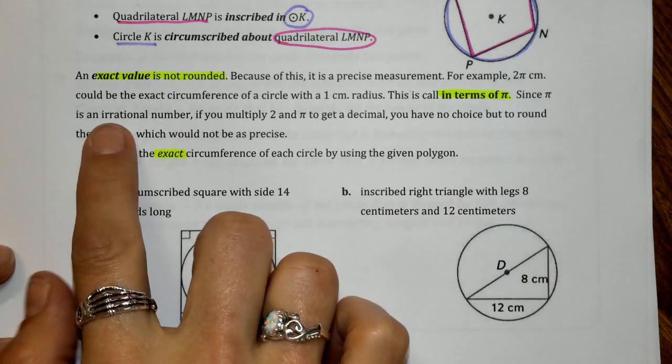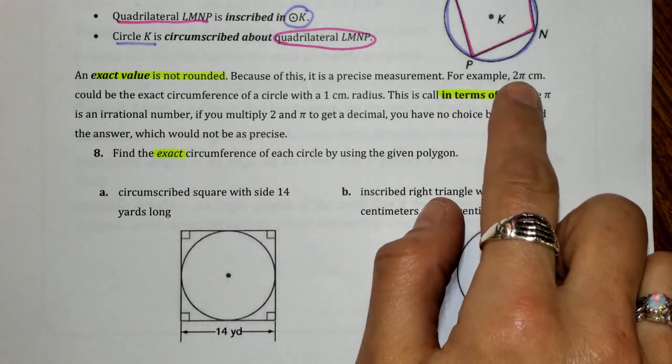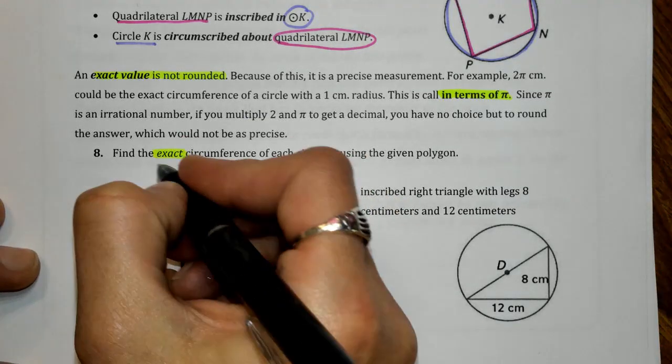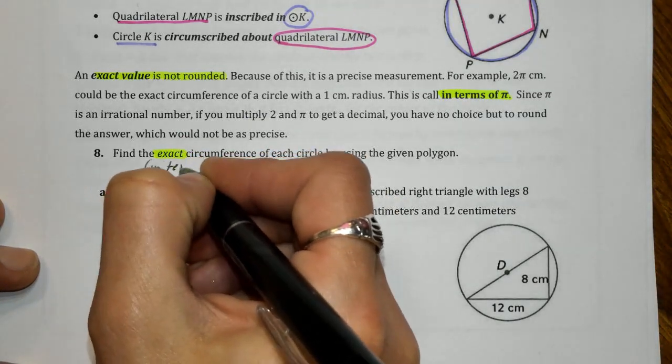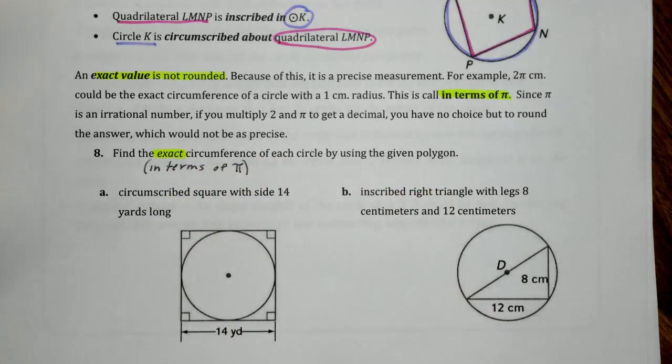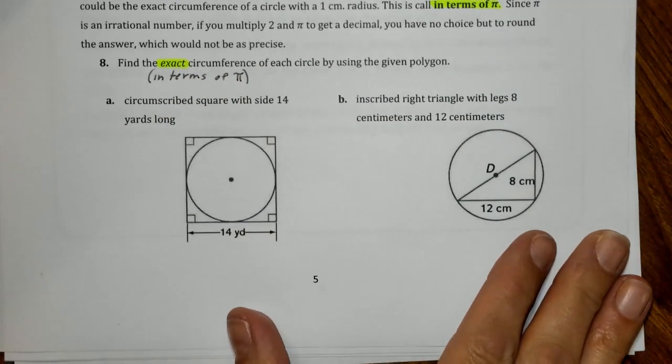And the last part here says that if you multiply 2 times pi, you're going to get that decimal. So you don't have exact, we have a rounded value. So basically the big thing is to focus on, do they want the exact measurement? That will be in terms of pi. So we're going to go ahead and do that for both of these problems.